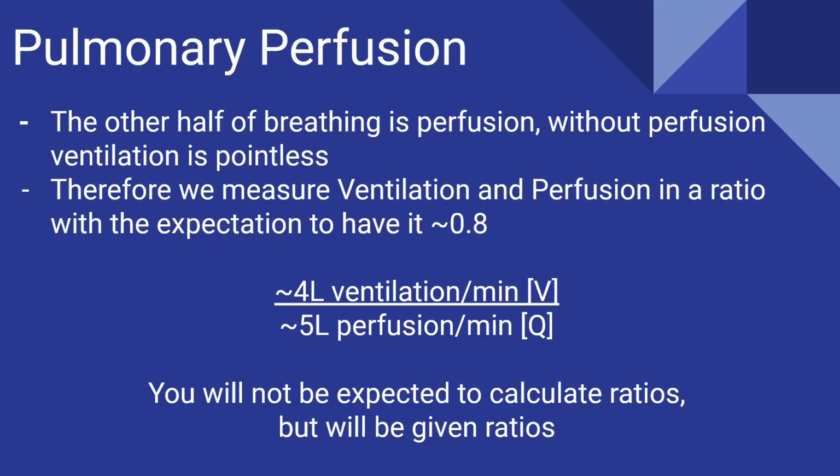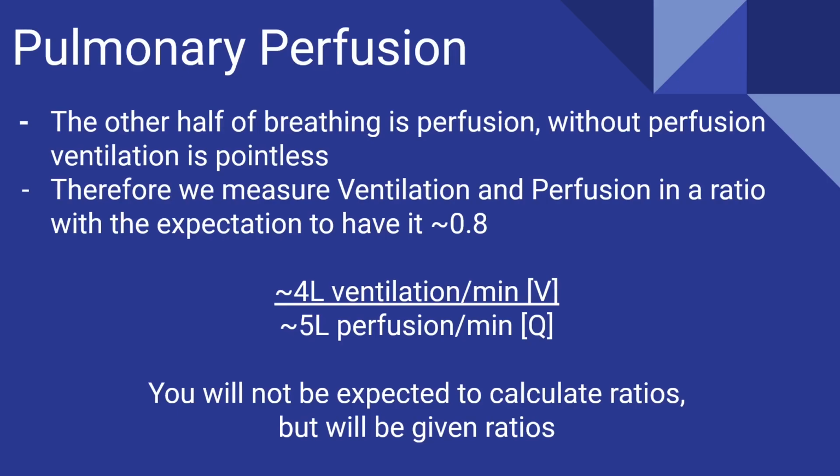So therefore, we measure how much ventilation we're performing and how much perfusion we're performing as a ratio. As healthcare providers, we see that as a ratio to see how effective we are. And that ratio should be about 0.8. We should have more perfusion than we do ventilation.